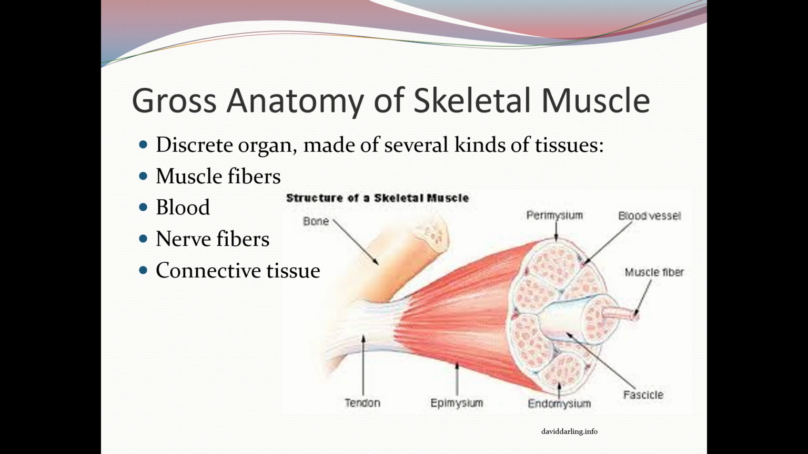The fascicle is a bundle of muscle fibers, and the muscle fiber is pictured as a cylinder coming out of the fascicle. And then the blood vessels are shown strewn throughout the interior of that muscle. We'll look at the nerve fibers as we move into the physiology.